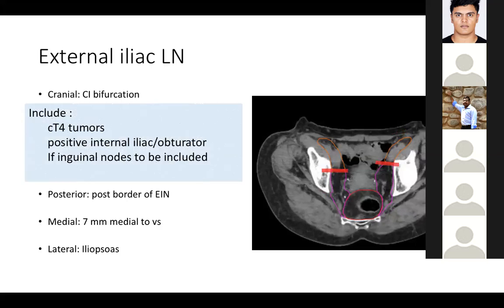Now the external iliacs, we have already said, are part of our elective coverage area. Only in advanced cases, when the internal iliacs are already involved or the anterior structures have been invaded, do we include the external iliac regions. And of course, if the lower third of the vagina or the anal canal has been invaded, and invariably we need to include the inguinal lymph nodes also, then there is no point in excluding the external iliac, because if you're treating the inguinal, you treat the external iliac also.